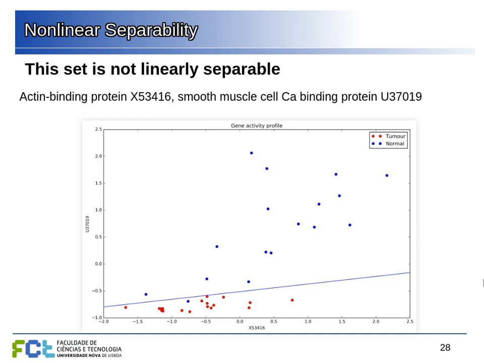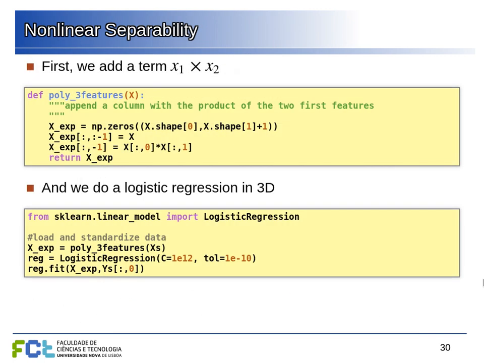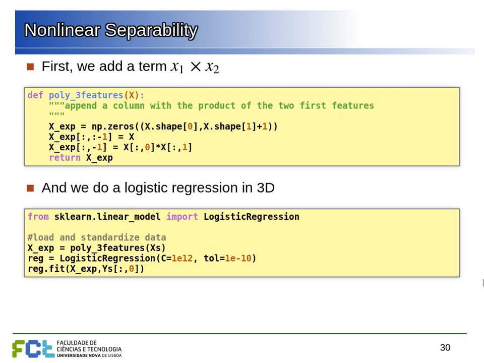But we saw that there is a trick we can do. We can keep the classifier linear, but put everything in higher dimensions following a nonlinear transformation. For example, suppose that we add another feature which is just the product of the first two. These two are two gene activations. We add a third feature that is the product of the two. So we create a matrix which has one more column, and we copy the original matrix to the first set of columns, and then at the end we put the product of the first two columns.